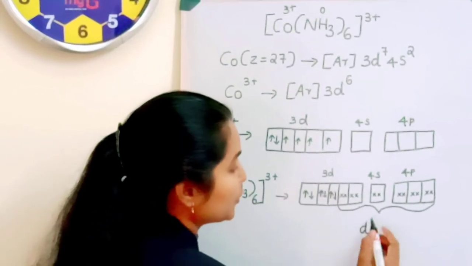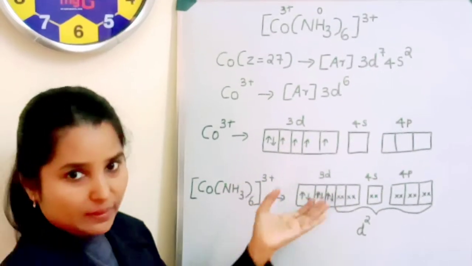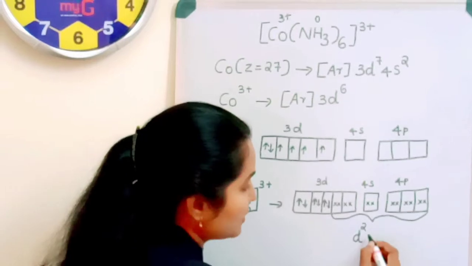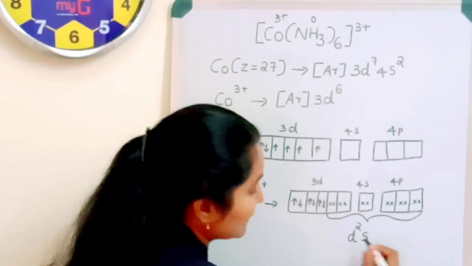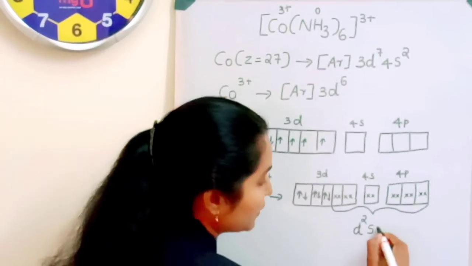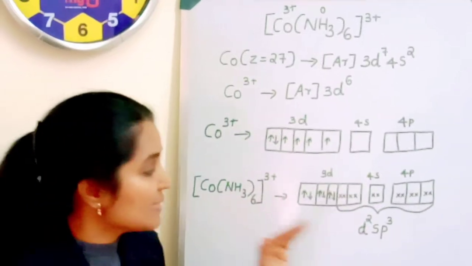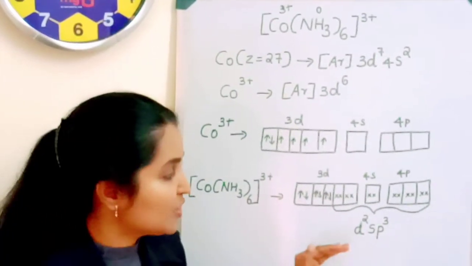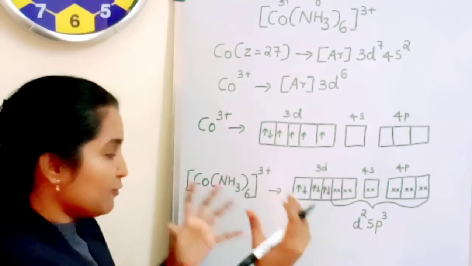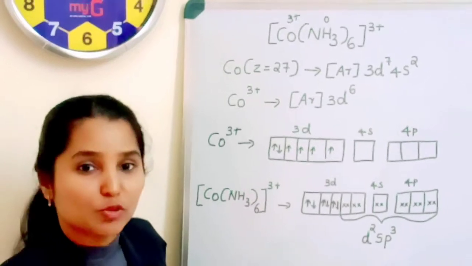This 1, 2: two d orbitals of the 3d orbitals are involved. One s orbital is involved, so s is written here. And how many p orbitals are involved? 3: 1, 2, 3. So 3 p orbitals are involved. So this is the hybridization: d2sp3 hybridization. The formation of [Co(NH3)6]3+ has the hybridization d2sp3.